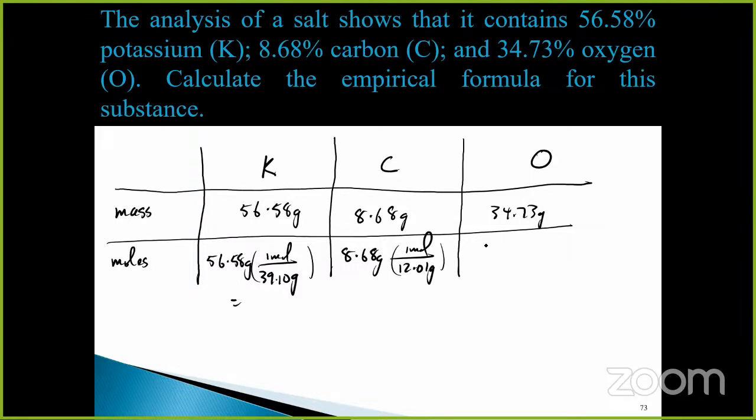And in the case of oxygen, 34.73 grams, we multiply by 1 mole over the molar mass, which is 16.00 grams, all right? And we have to work out each of these. So let me do that now.